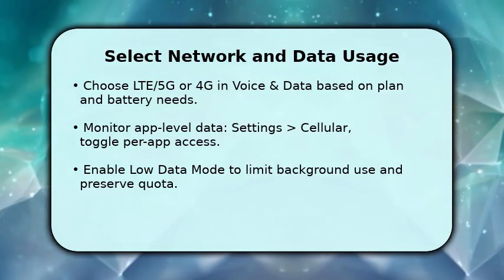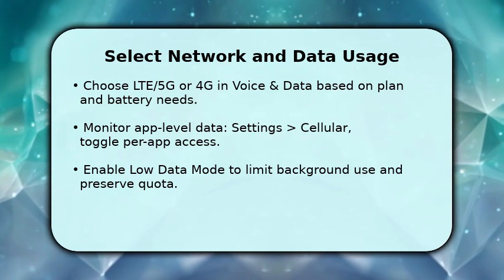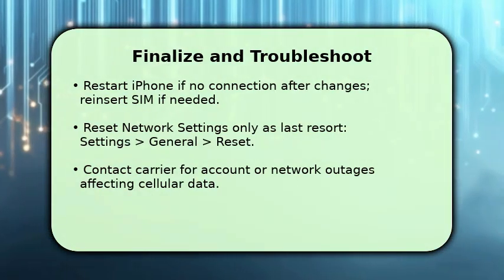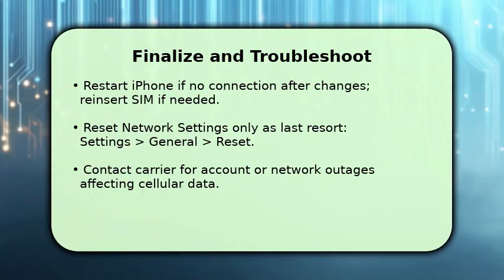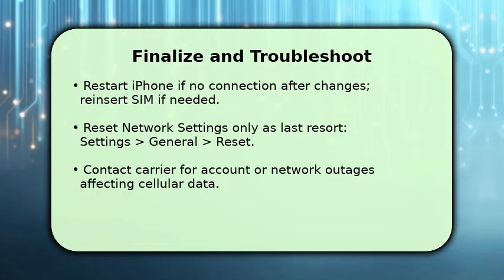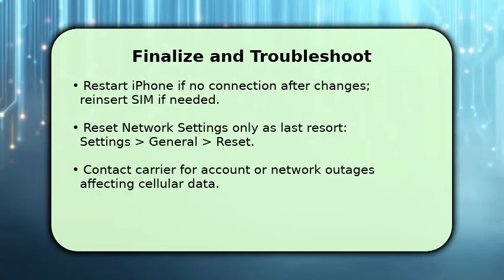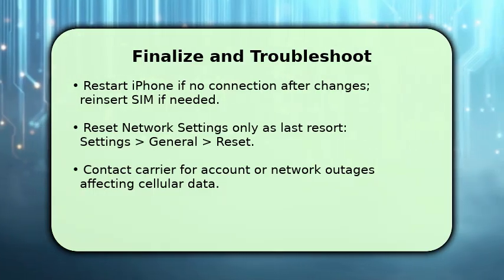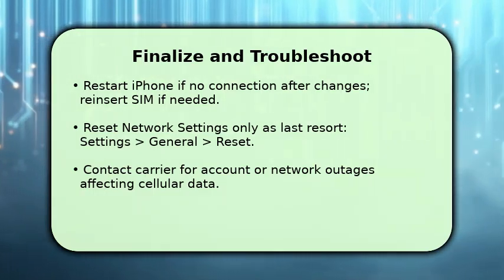To finish, verify cellular icons appear in the status bar and run a quick web or map load. That confirms connectivity. If you don't see service, restart the iPhone and, if necessary, remove and reinsert the SIM or reinstall the eSIM profile to refresh network registration. Make sure to test again before deeper steps.